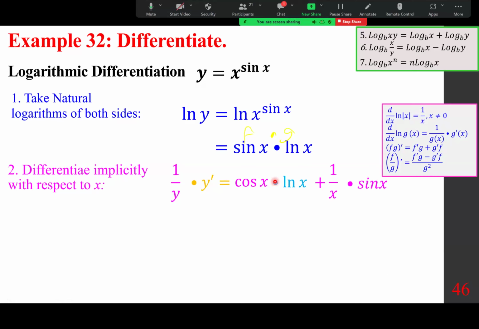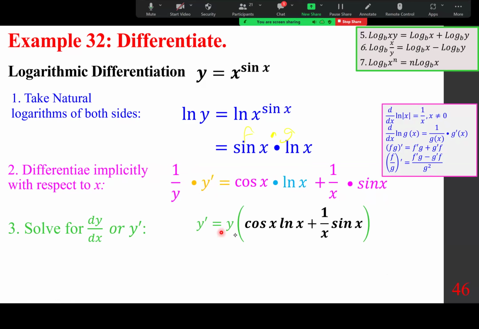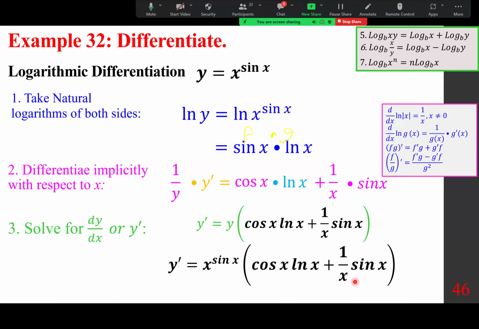The right side is cosine x ln x plus 1 over x sine x, or sine x over x. You multiply both sides by y, or you just move it to the other side. That means multiplication. So you solve for y prime, or dy dx, by multiplying by y. And you just replace the y with whatever you had up there. This is an important step. You have to replace it. So y prime is x to the power of sine x, parentheses cosine x ln x, plus 1 over x sine x, or sine x over x, makes no difference.